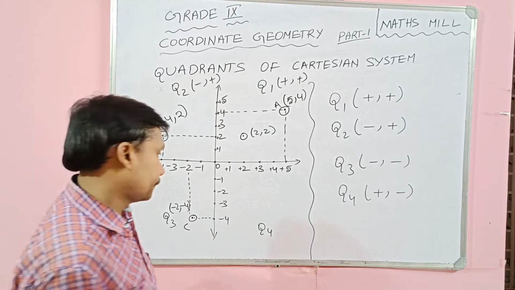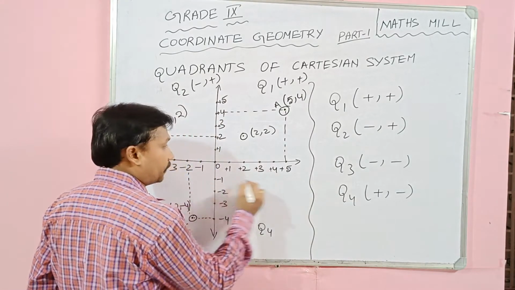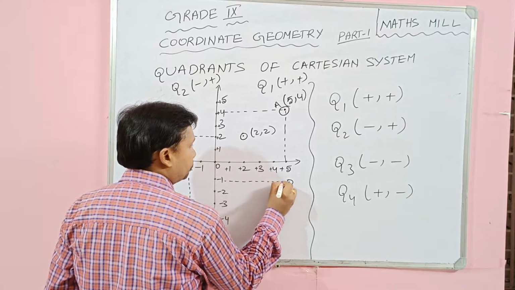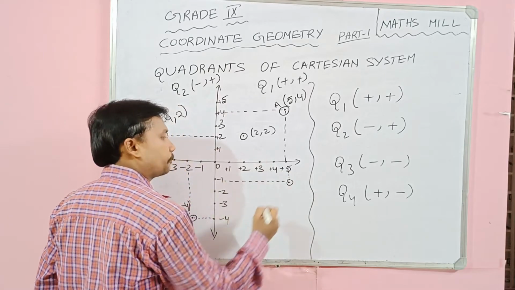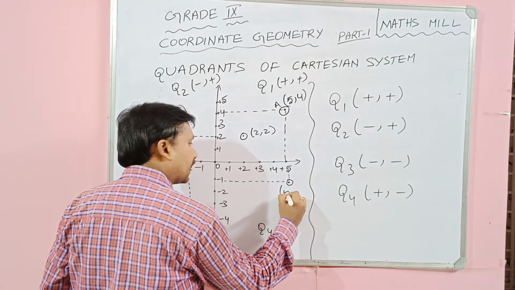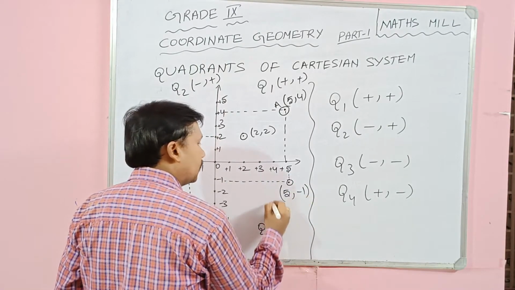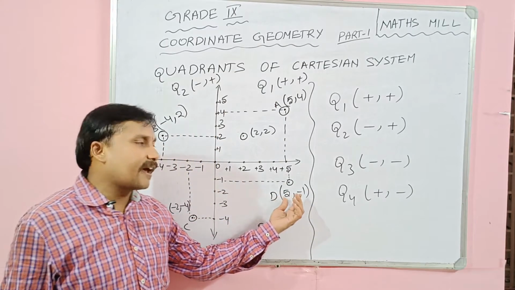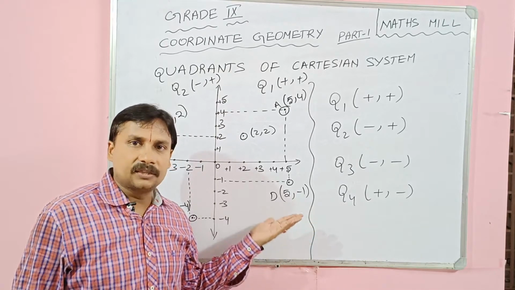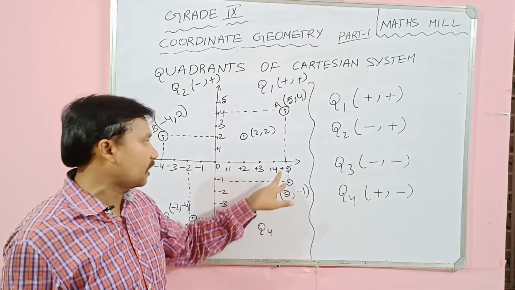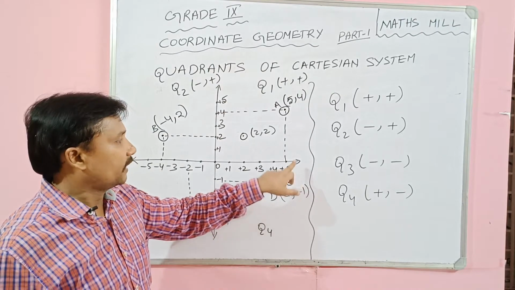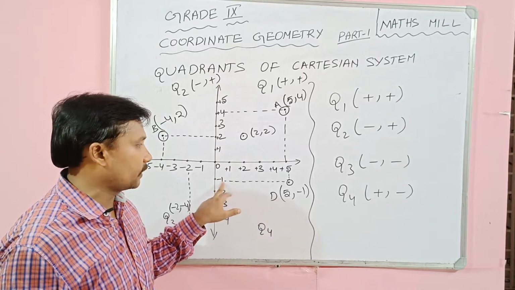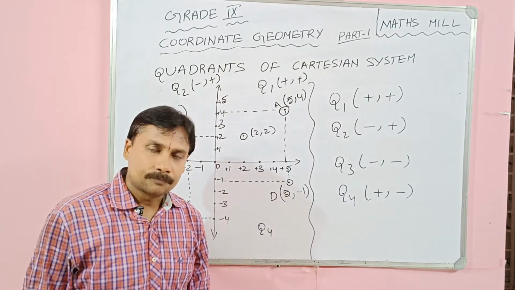Hope you are understanding. Now coming to Q4, easily you can find, here I am taking one point. It is the distance from the y-axis, it is the distance from the x-axis. You have to take x first, y is minus 1, let it be D. In quadrant 4, if you take 5 comma minus 1, how can we represent it? Always first the x-axis. The x value is plus 5. The y value is minus 1. So the point is 5 comma minus 1.